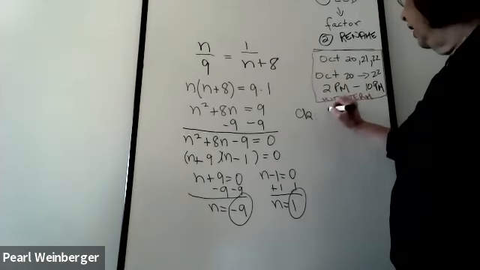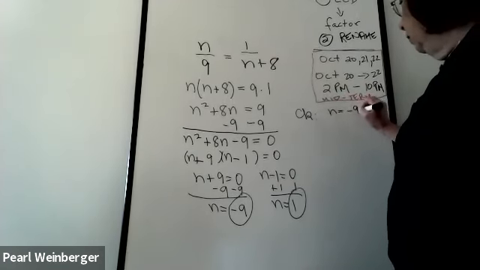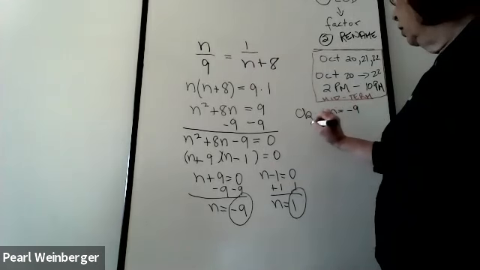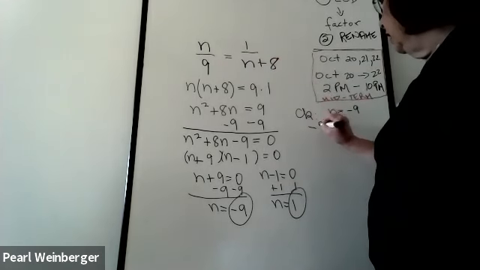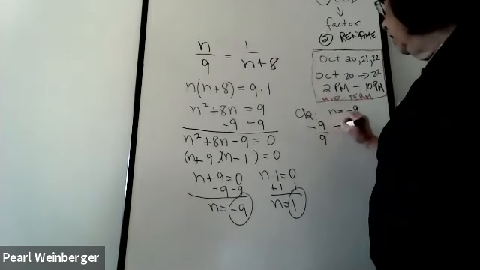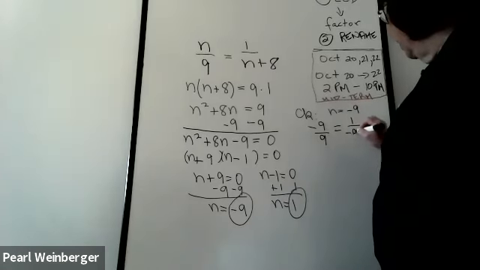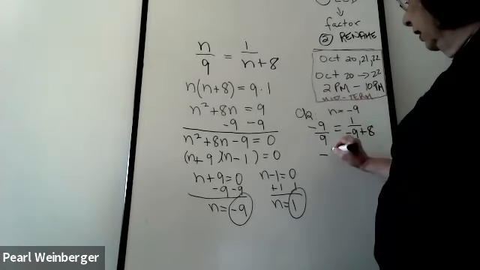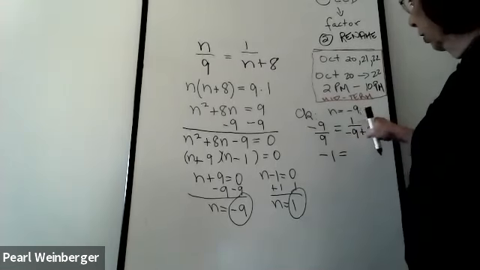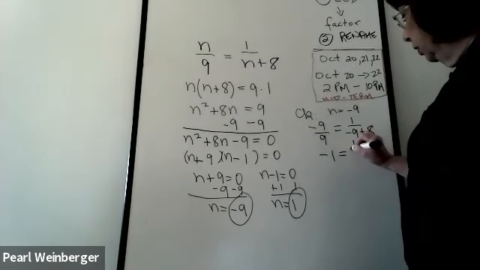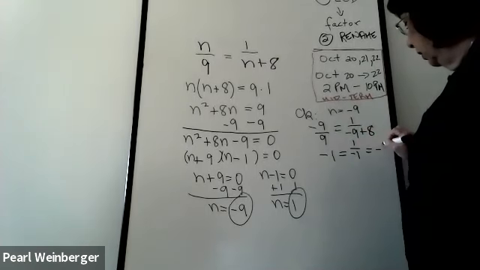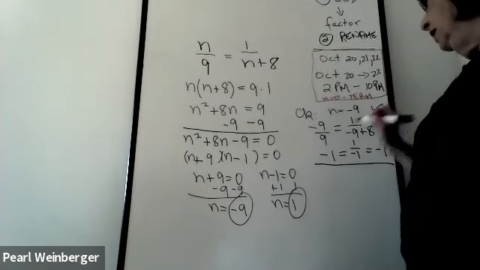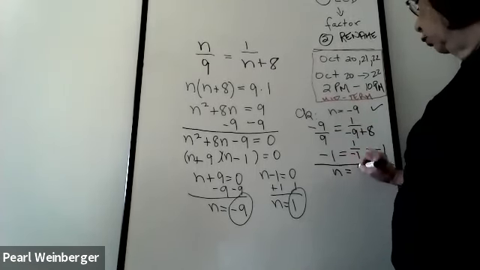So first check with n equal to -9. Remember, when you check, you replace your variable by the answer. So if I replace the n with -9, I get -9 over 9 equals 1 over -9 plus 8. -9 divided by 9 is -1. And this is 1 over -9 plus 8, which is 1 over -1, which is also -1. So this one checks.